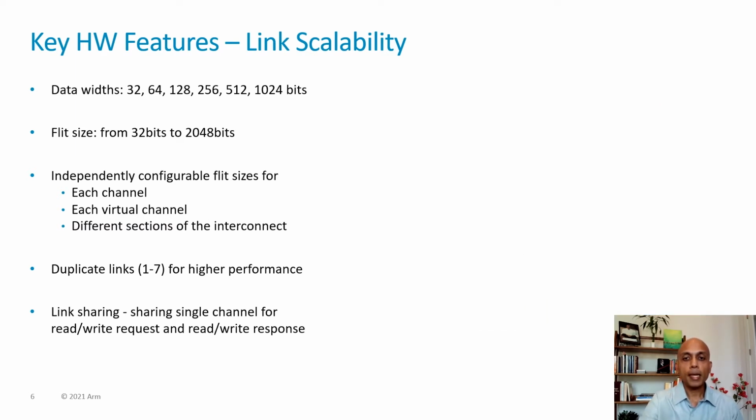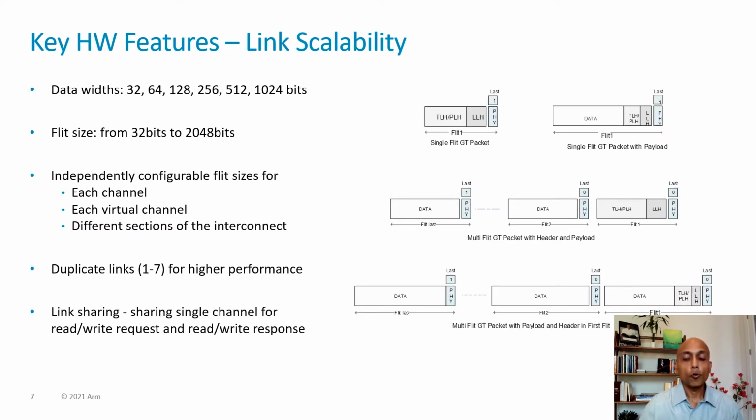Once these different packets are broken down into flits, depending on the size of the flit, you might be able to send a packet as a single flit, as shown in the diagram on the right, or you can configure the flit sizes so that a packet is broken down into multiple flits. So this gives you the flexibility to determine your flit size based on your bandwidth and PPA requirements.